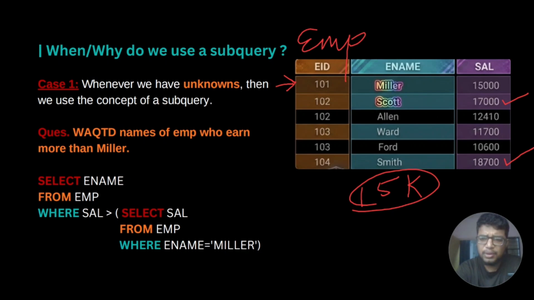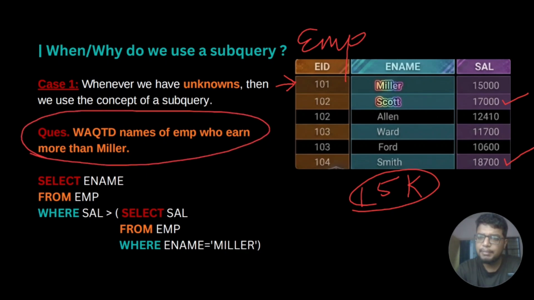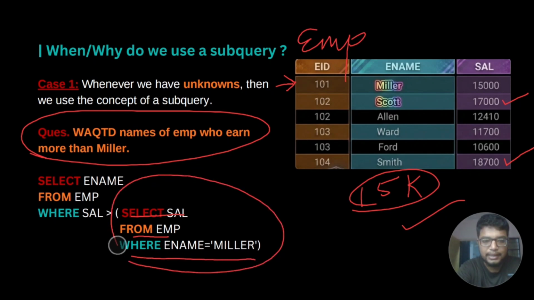But see one thing, by seeing this question, how can I tell Miller is earning 15k? Assume I don't have this table. Then I have to identify how much Miller earns. Right? First of all, I have to find Miller's salary. Select sal from employee where ename is like Miller. By this, I can get the salary is 15k.